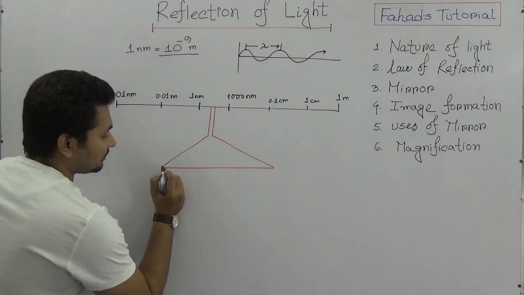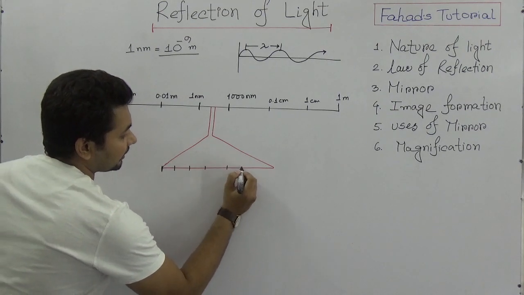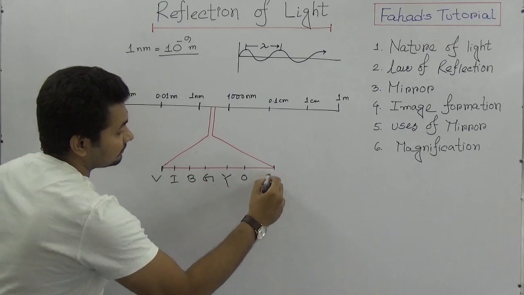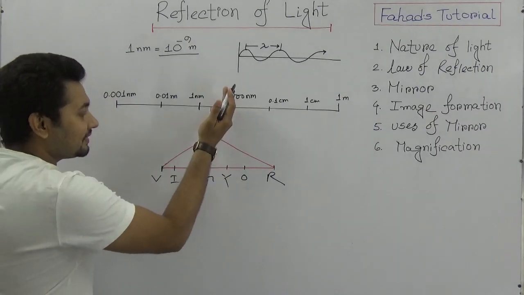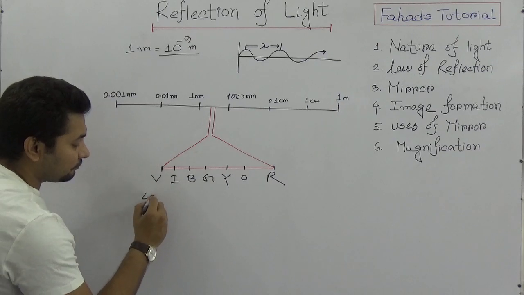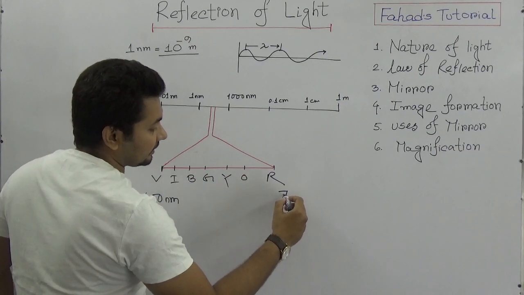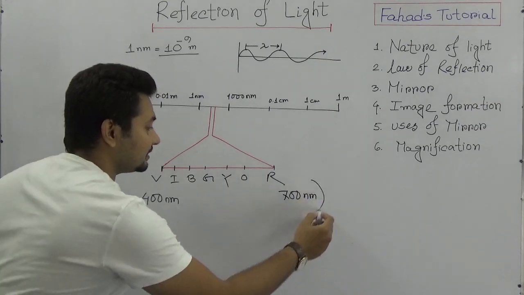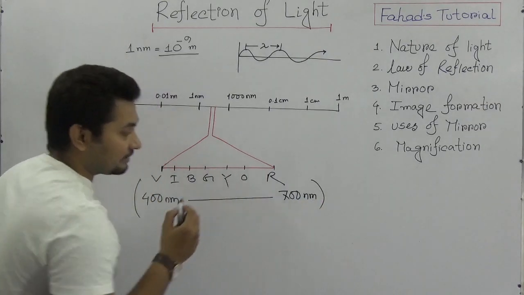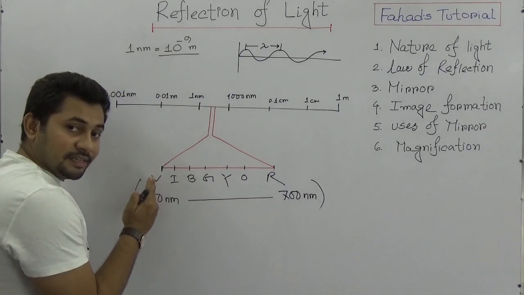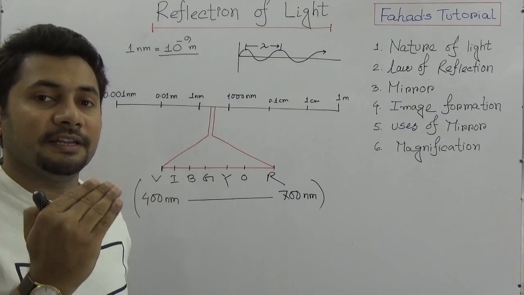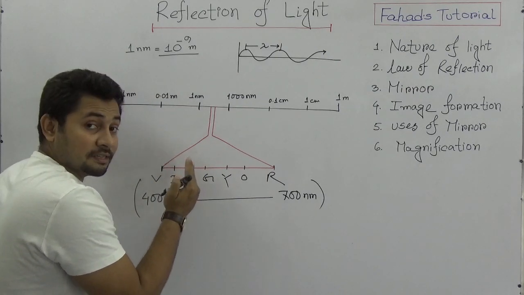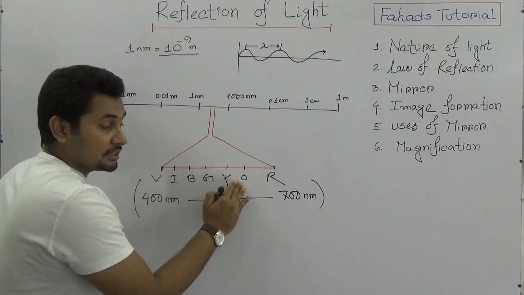So if I say the last part, then we can count 1, 2, 3, 4, 5, 6 and 7. What does it mean actually? The part that we can see is 400 nanometer to 700 nanometer. We can only see light whose wavelength is in this range. The minimum wavelength that we can see is nearly violet. And when the wavelength increases, we see indigo, then blue, then green, and then yellow, orange, and then red.